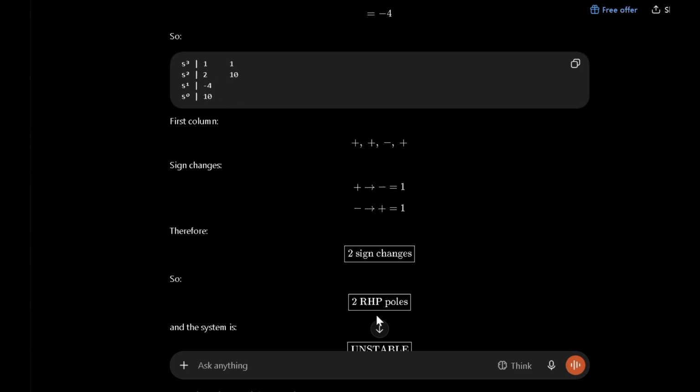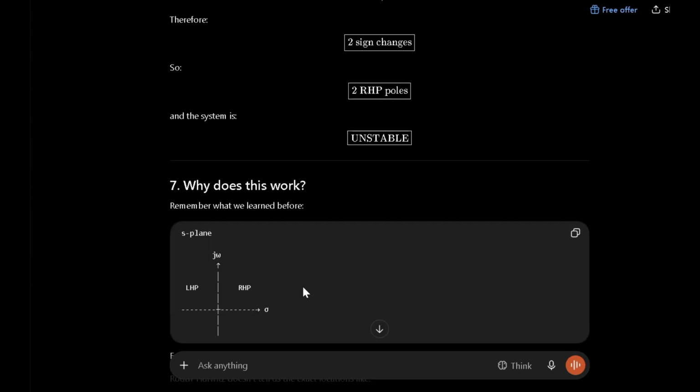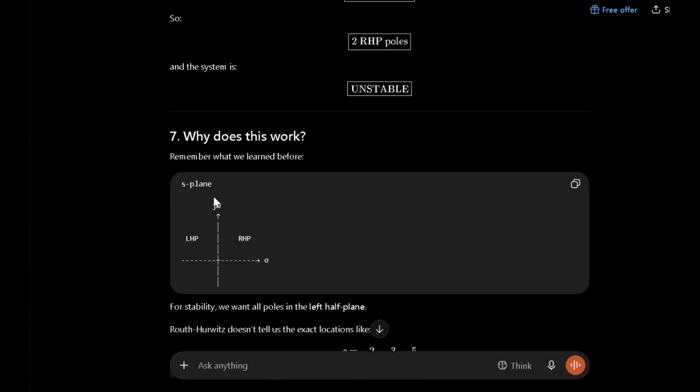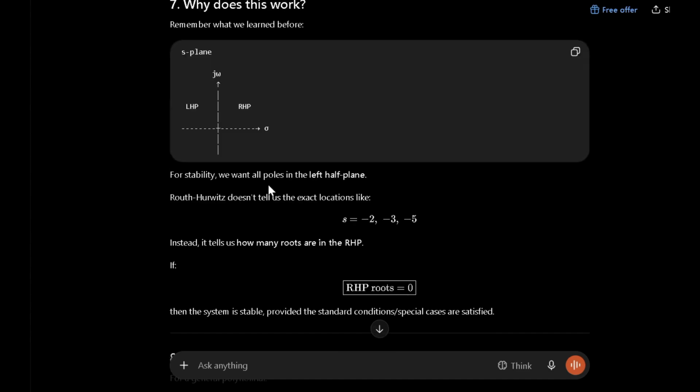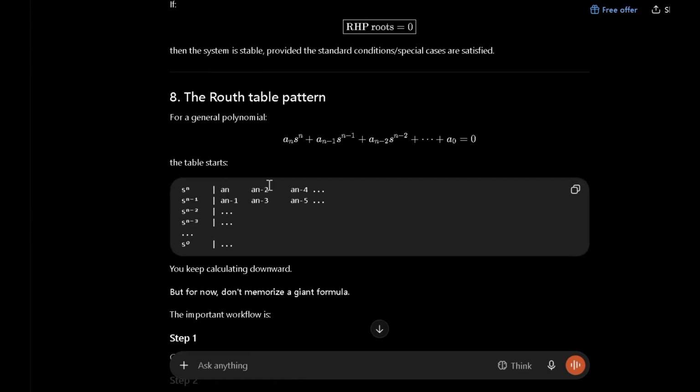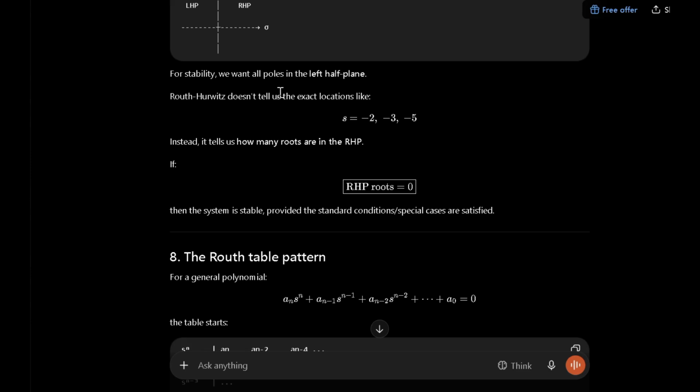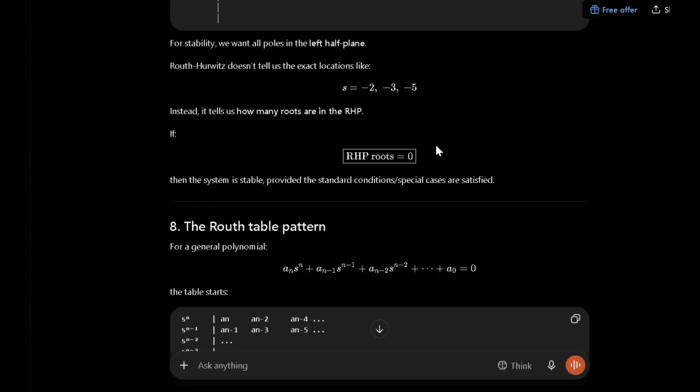Why does this work? Remember what we learned: although it doesn't tell us the exact location of the roots, it tells us how many roots are in the RHP. RHP roots equal 0 when the system is stable, provided the standard conditions are satisfied for the Routh stable pattern.